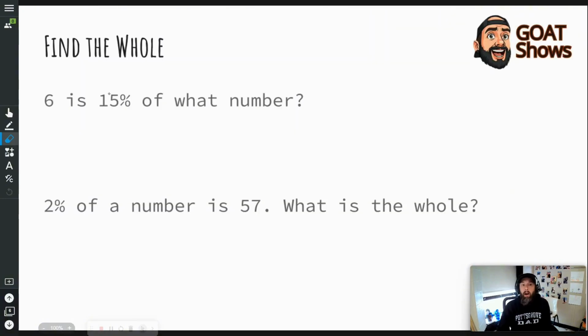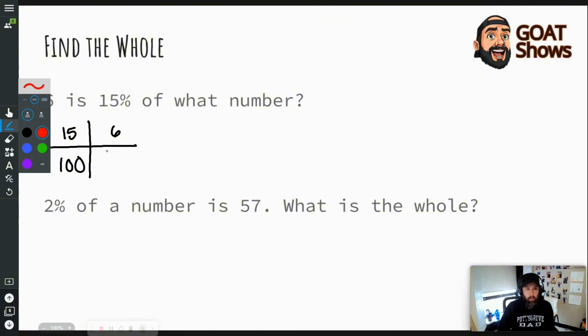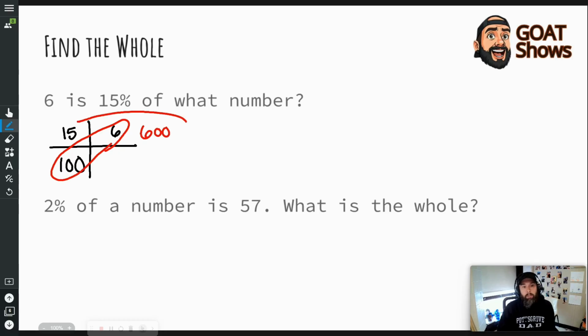So find the whole. 6 is 15% of what number? So I'm going to make myself a ratio table. I have percent over 100, so that's 15 over 100. And 6 is the part, so 6 is going to go here. Now we cross multiply the numbers that are diagonal from each other. 6 times 100 is 600. We divide out 15, so divide by 15.